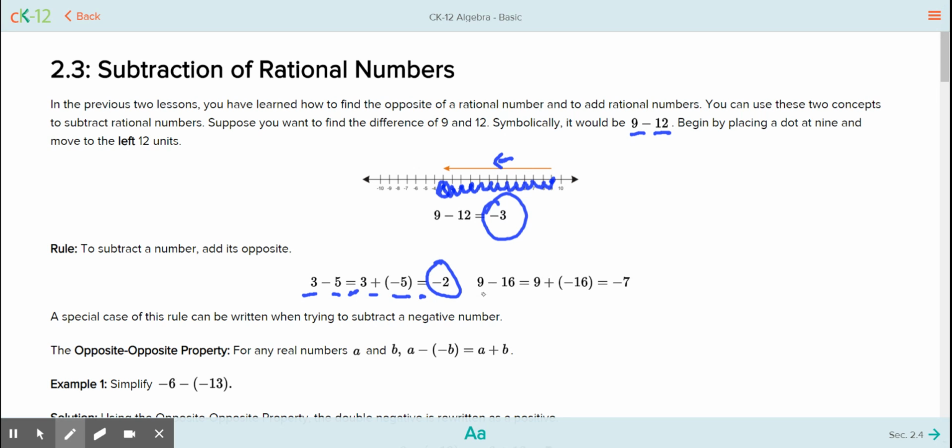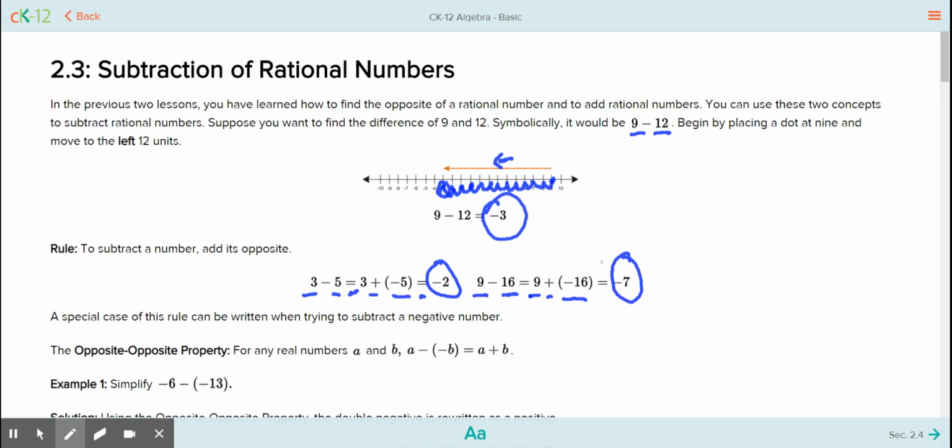Here we try it again. We have 9 minus 16. If we're going to subtract a number, we can add its opposite. So the opposite of minus 16 is plus a -16. So 9 minus 16 is the same thing as 9 plus a -16. And when we add 9 and -16, we get -7.